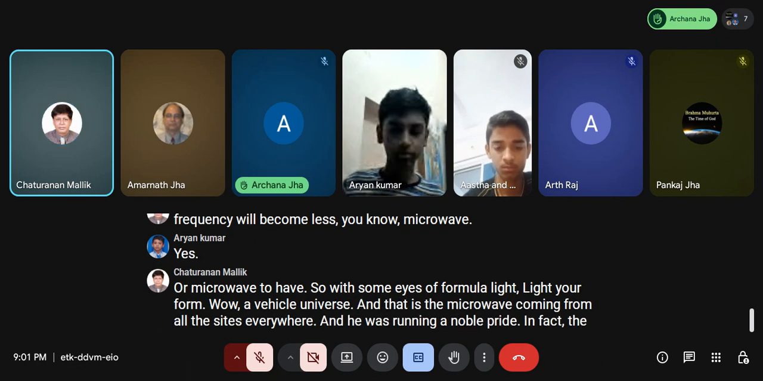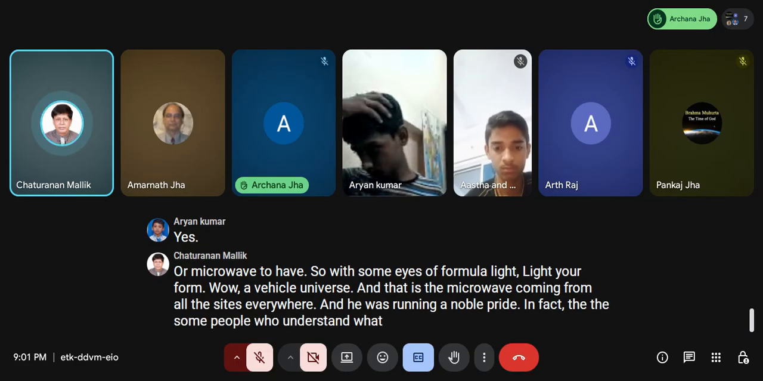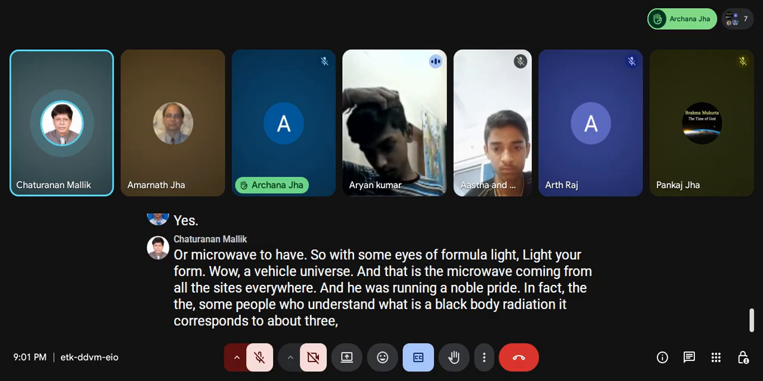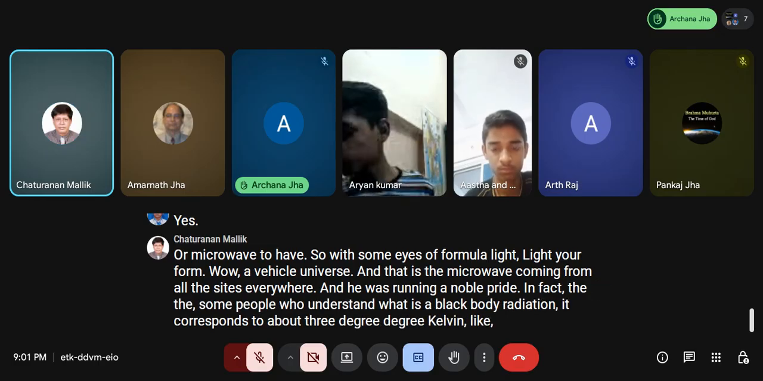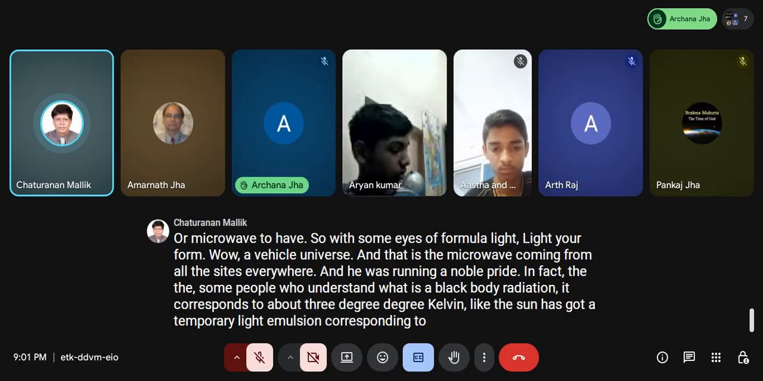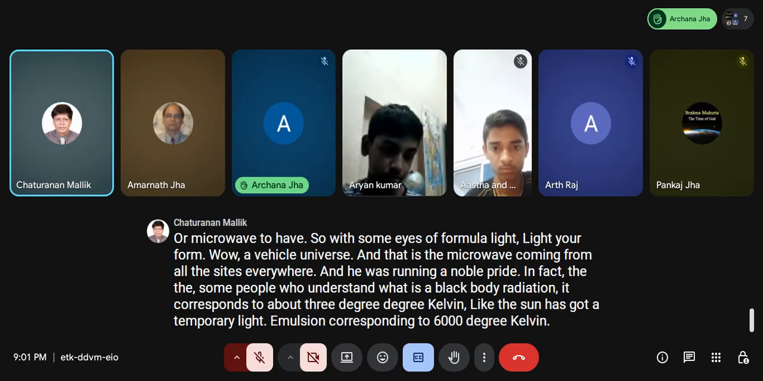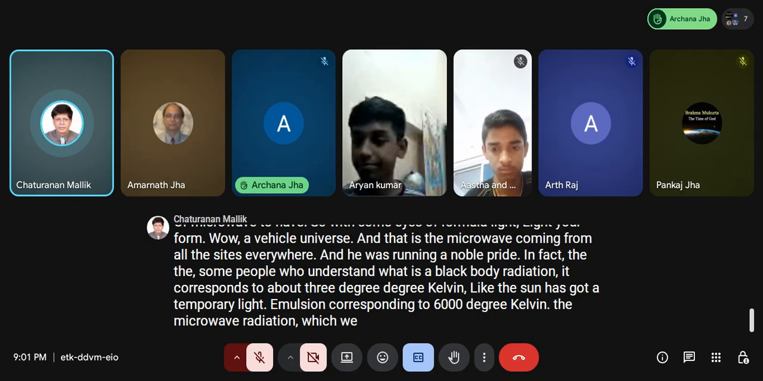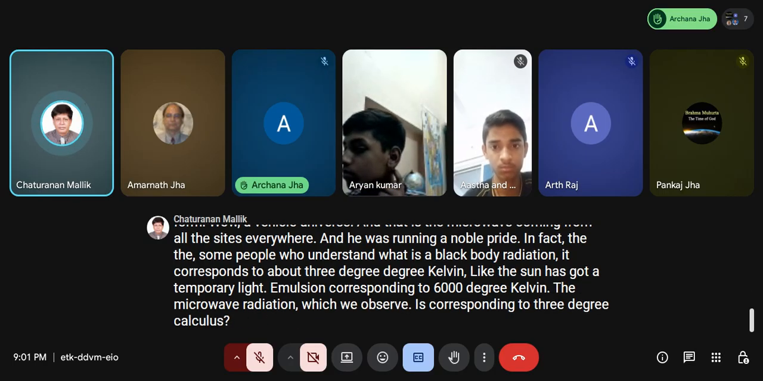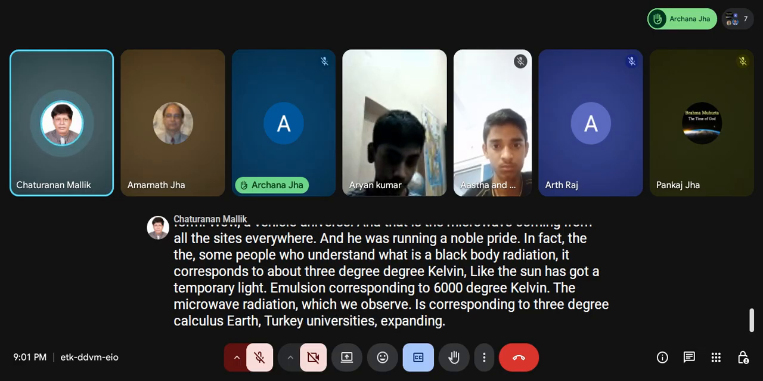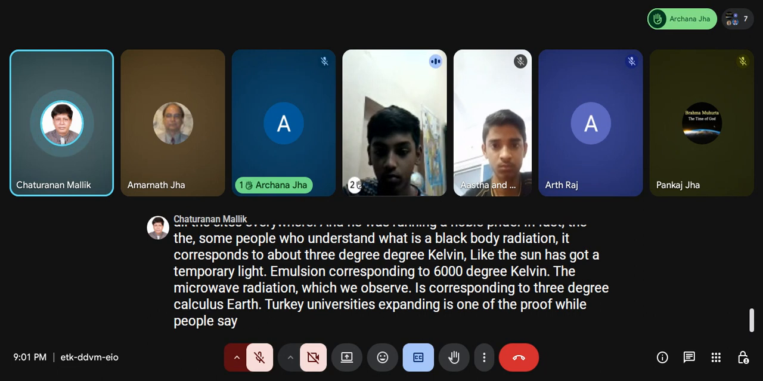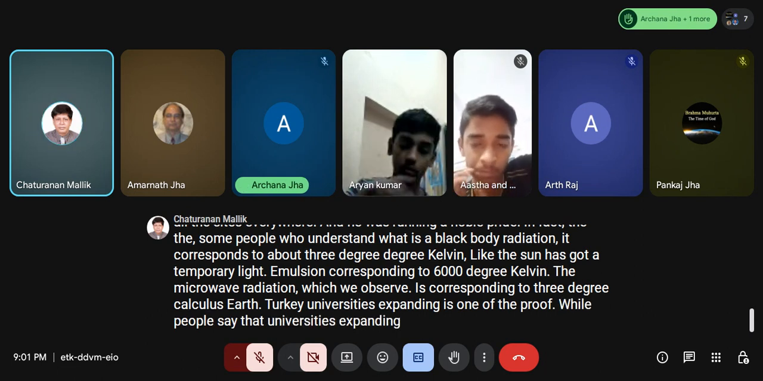In fact, some people who understand what a black body radiation is, it corresponds to about 3 degree Kelvin. Yes, sir. Like the sun has a temperature of light emission corresponding to 6,000 degree Kelvin. The microwave radiation which we observe corresponds to 3 degree Kelvin. Because the universe is expanding, this is one of the proofs of why people say that the universe is expanding. Yes, sir.